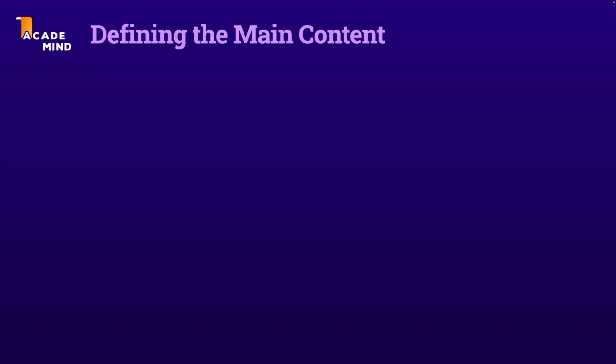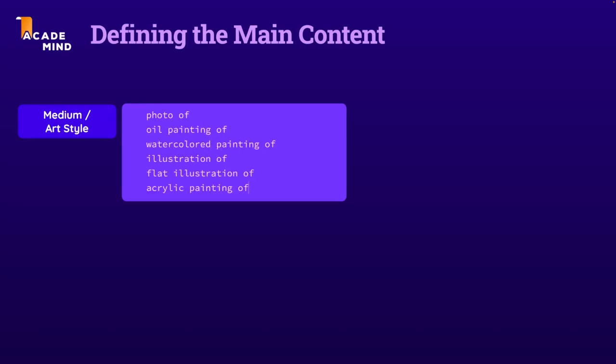Let's get started with our main content areas, and here with the first one, the medium or the art style. As said, this defines how the image was generated, and one of the most used examples here is obviously the photo, as it's really impressive. But we have much more than a photo.